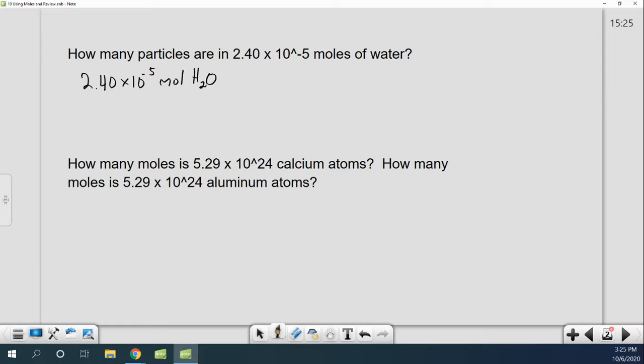All right. I got to get out of moles. I got to get into particles. So I put the moles on the bottom because I have moles on the top over here. Those will cancel out. And what's my relationship? 1 mole is Avogadro's number, 6.02 times 10 to the 23 particles. Very important. So again, one more chance. Pause your video now and try to solve this on your own and see if you can get it to work. Go.